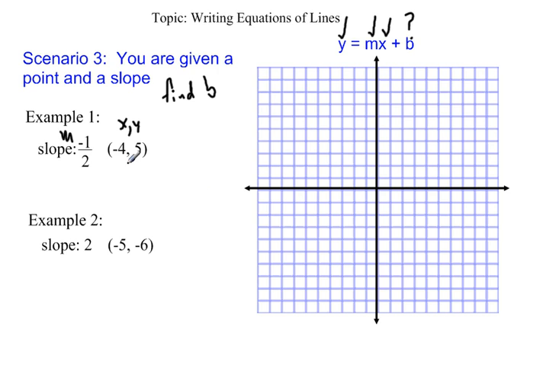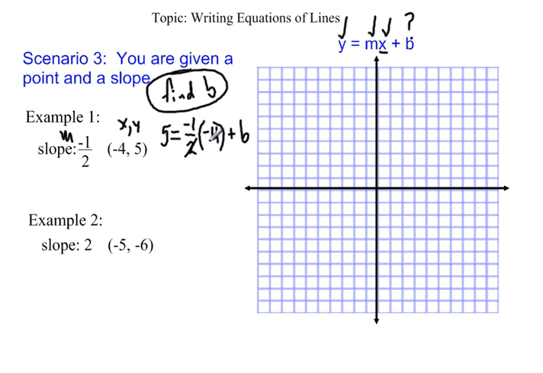Now don't do it by graphing. You can't do it accurately by graphing, and very rarely does that work out. So let me show you how to get that done. For example 1, go ahead and write in y equals mx plus b format. Your y is 5 equals m, which is negative 1/2. X is negative 4. And b is my unknown. When you solve this equation, you find b.